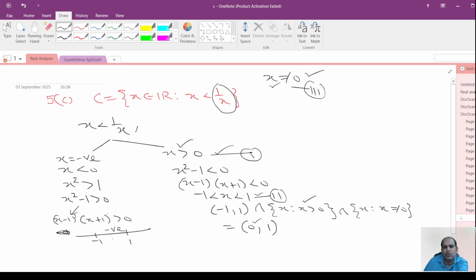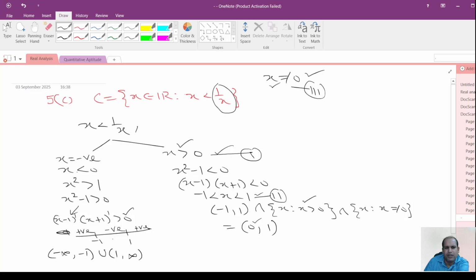Since the roots are repeated odd number of times, the sign will be alternately positive and negative. So, I can put positive here and again positive here. What we are interested in is greater than 0. So, the interval will be minus infinity to minus 1 union 1 to infinity, the solution of this one.